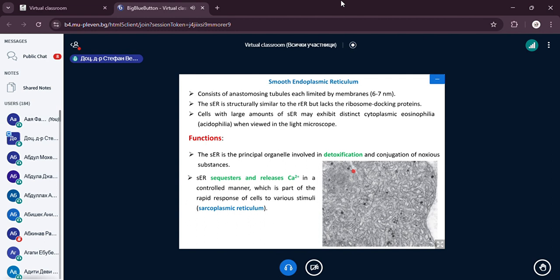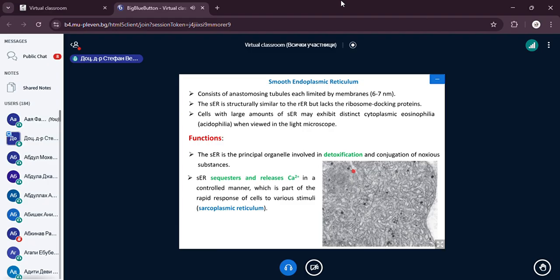The smooth endoplasmic reticulum is structurally similar to rough endoplasmic reticulum, but it lacks the ribosome docking proteins, the signal recognition particle receptor and translocator complex, so ribosomes are not bound to its surface. Also, when there is no protein synthesis, rough endoplasmic reticulum changes into smooth endoplasmic reticulum, because ribosomes are only attached to the endoplasmic reticulum when they produce proteins. After that, they detach from the surface.